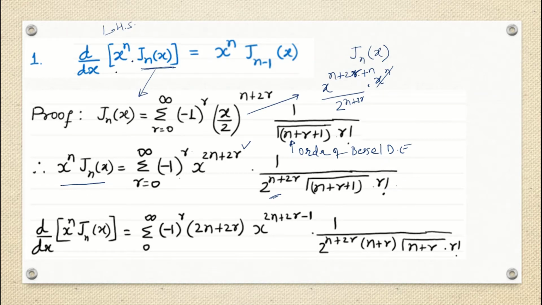So till here we are done. Now next, I have to find the derivative of this complete term, whatever I have got. That means I have to find the derivative here. So to find the derivative, what do I have to do?